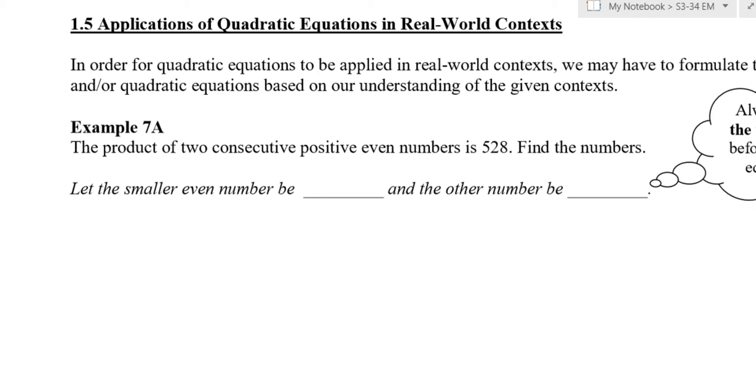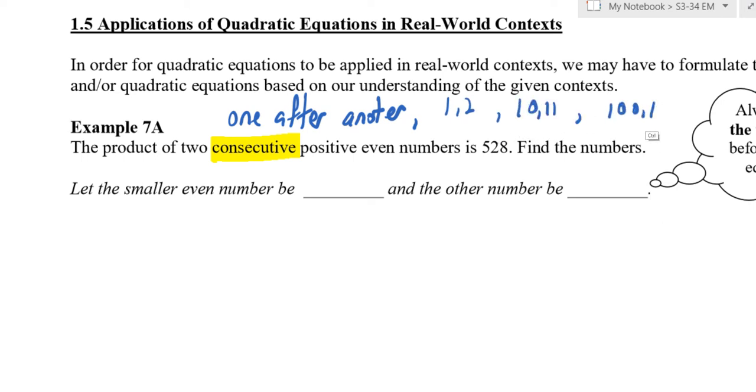Okay, let's try. In primary school, if I give you this question, can everyone highlight the word consecutive? Consecutive means what? One after another. You want to write example? 1, 2, what else? 10, 11, what else? 100, 101, 58, 59. So consecutive, okay?